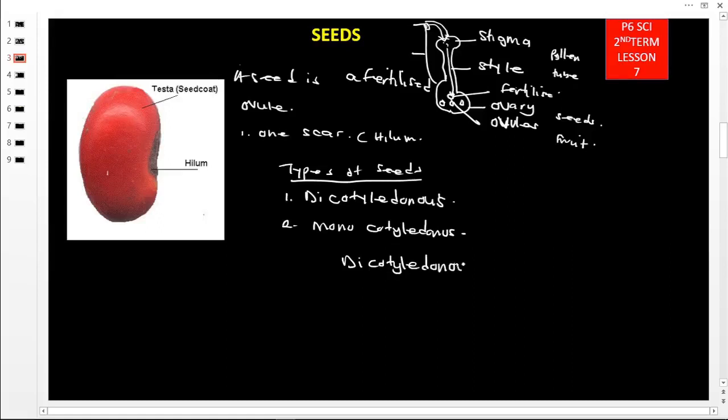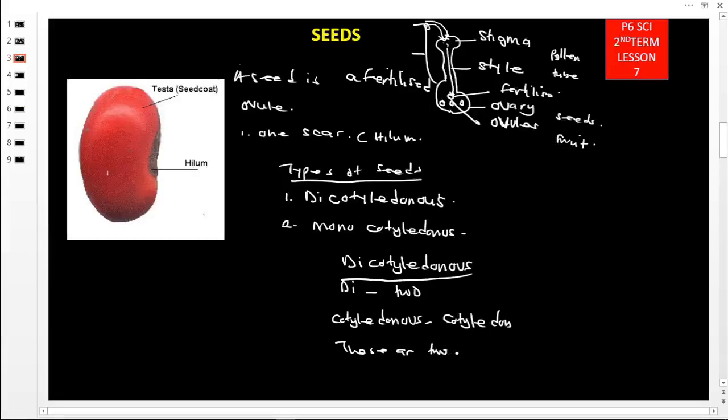So dicotyledonous seeds, this word is made up of 2 words. One is di, which means 2, and the word cotyledonous, which comes from the word cotyledon. So meaning that dicotyledonous seeds are seeds with 2 cotyledons. Dicotyledonous seeds are seeds with 2 cotyledons.